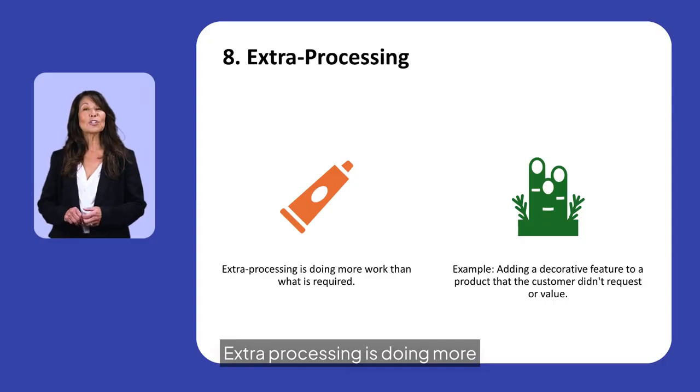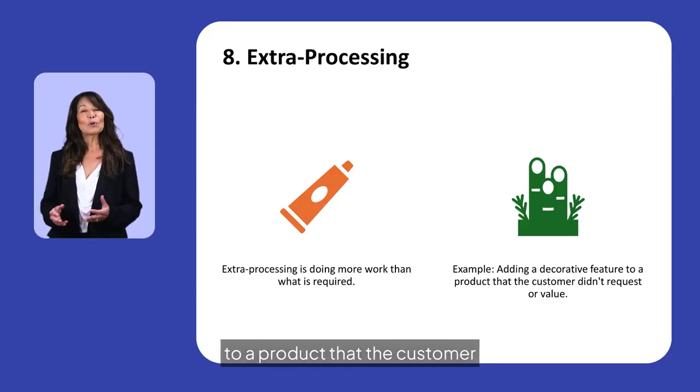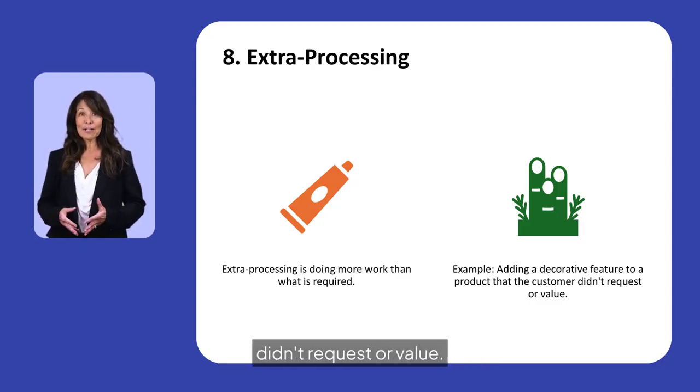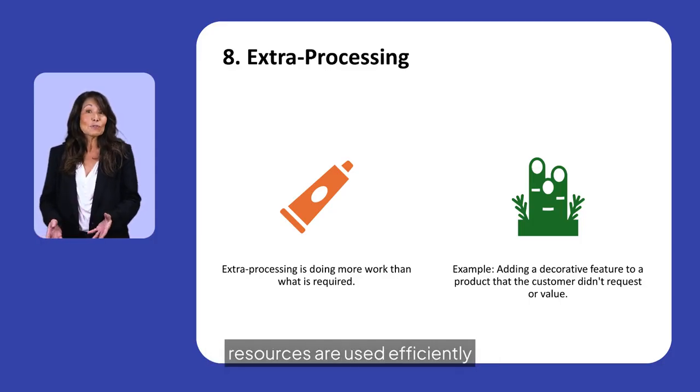Extra processing is doing more work than required. For instance, adding a decorative feature to a product that the customer didn't request or value. Avoiding extra processing ensures resources are used efficiently and aligns with customer needs.